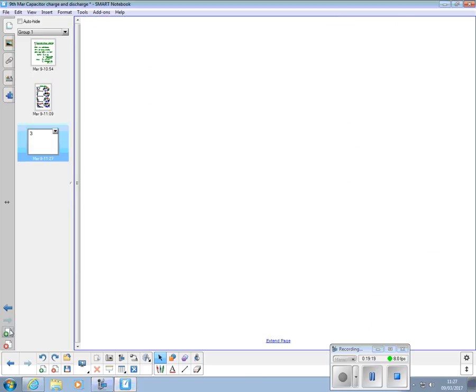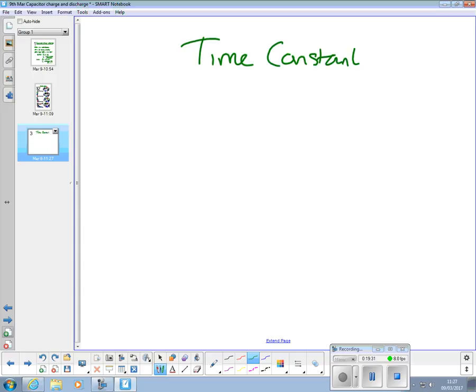Now, that is a Greek letter tau. It's a symbol used for the time constant.